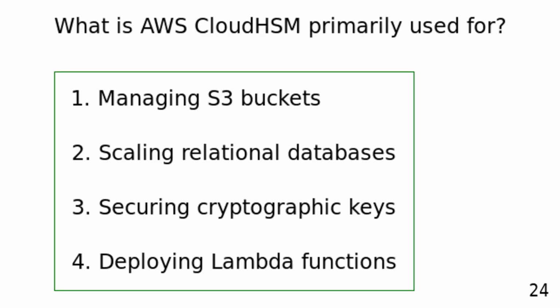What is AWS CloudHSM primarily used for? Managing S3 buckets. Scaling relational databases. Securing cryptographic keys. Deploying Lambda functions.